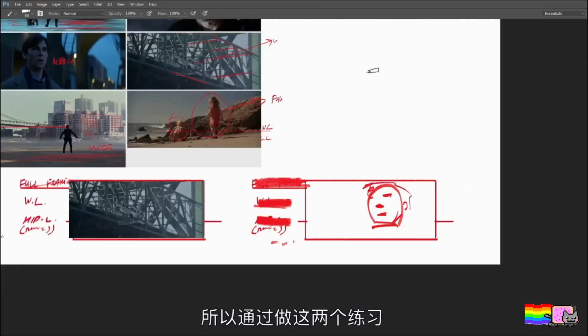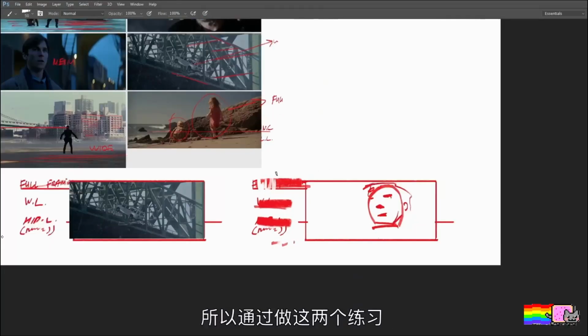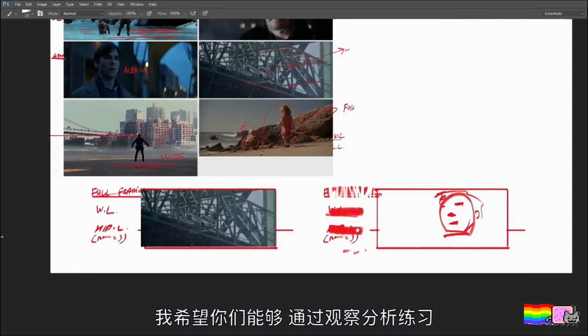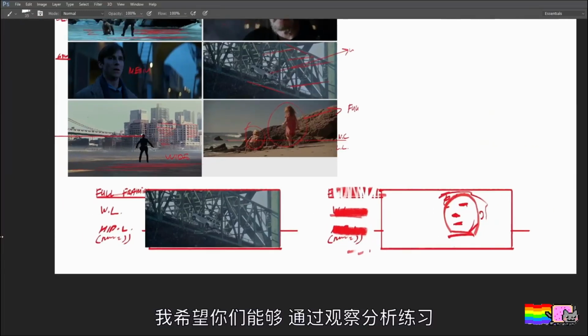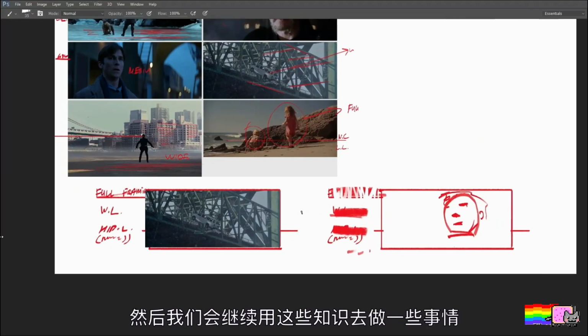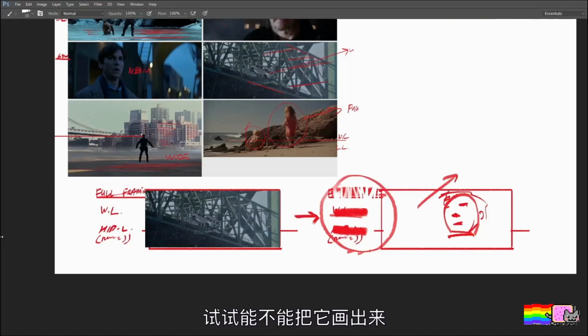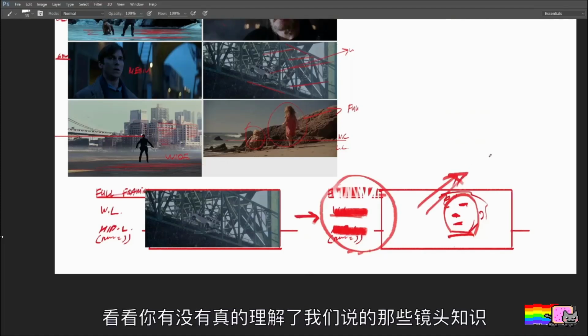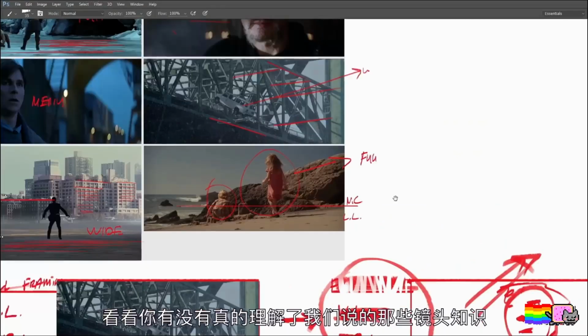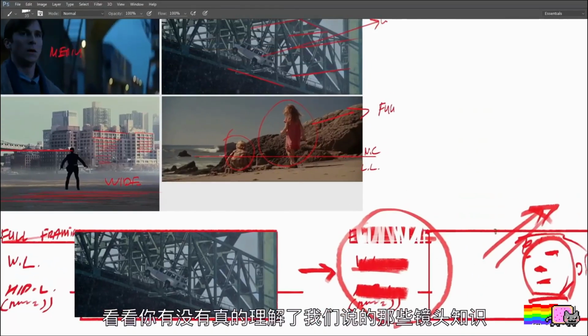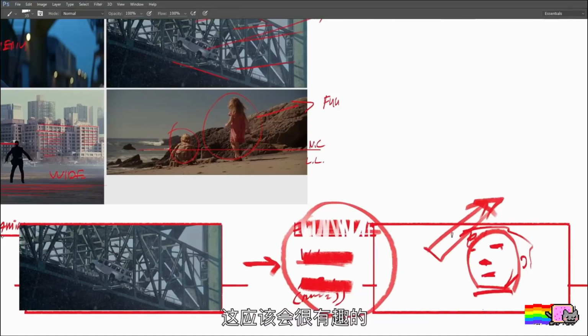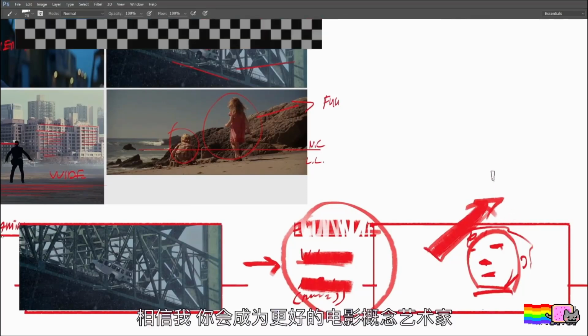By doing those two exercises, I'm hoping that you will be able to practice by looking, observing, and analyzing, and then we will move on and do something using our knowledge. We'll try to figure out if you can really sketch it, and if you really learned all those camera specs that we mentioned before. It's going to be fun. I know it's going to be difficult, with a lot of confusion, but once you understand it properly, trust me, you will come out as a much better artist who understands cinematography, which is my goal here.